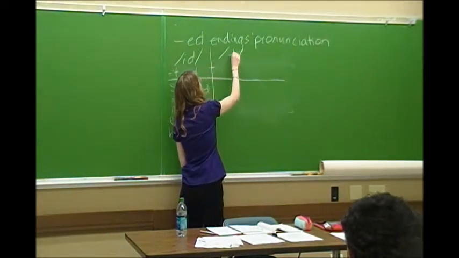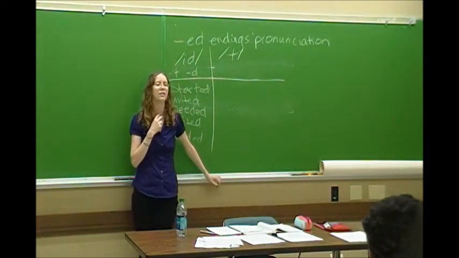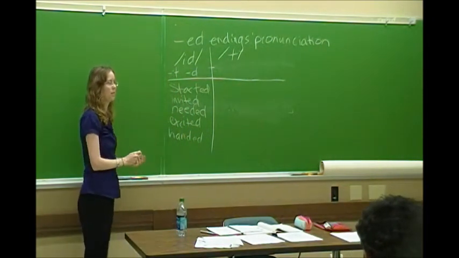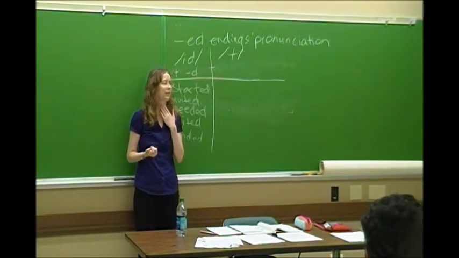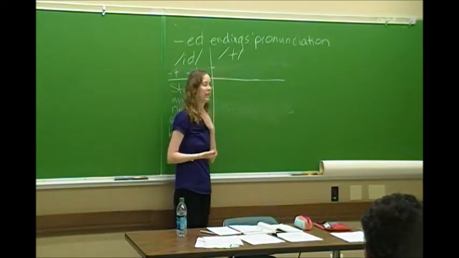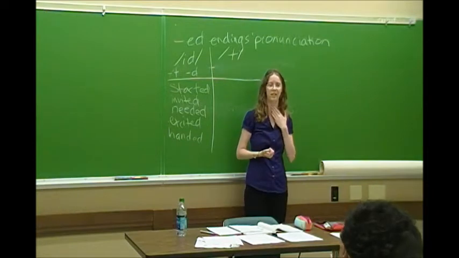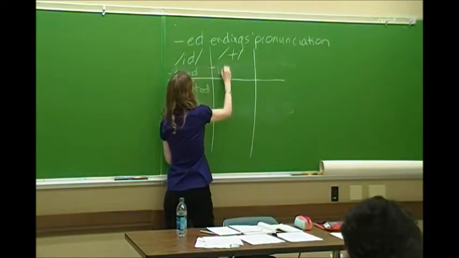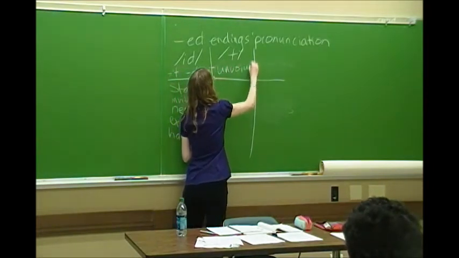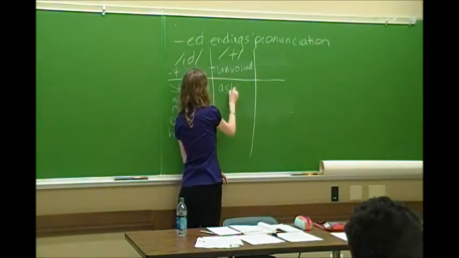And vowels. What's the rule for T? Unvoiced. Okay, what does that mean? Unvoiced. Without vibration. Yeah, if you hold your hand right here when you say that last sound and there's no vibration, it's a T sound. So what are some examples of verbs? Ask. Asked. Okay, good. Watched.